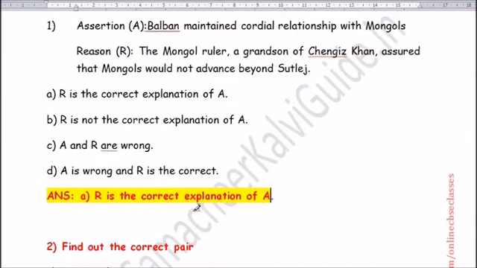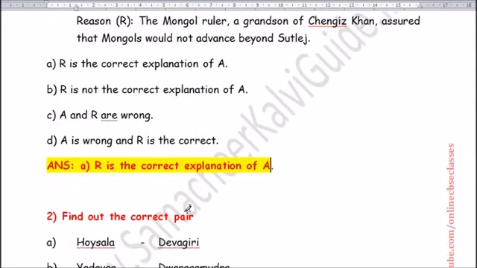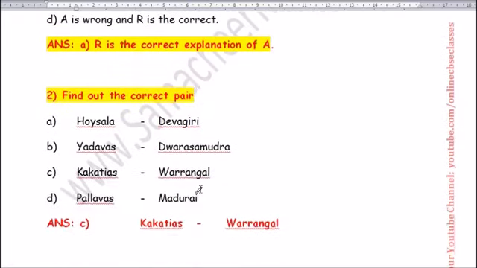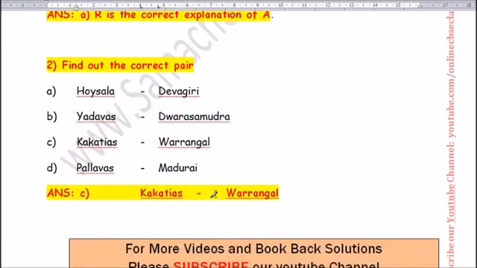Balban had cordial relationship with Mongols, and the grandson of Genghis Khan assured that they would not advance beyond the river Satluj. Moving to question number 2, find the correct pair. Hoysala, Devagiri. Yadavas, Dwarasamudra. Kakatiyas, Warangal. Pallavas, Madurai. The answer is C. Kakatiyas, Warangal.